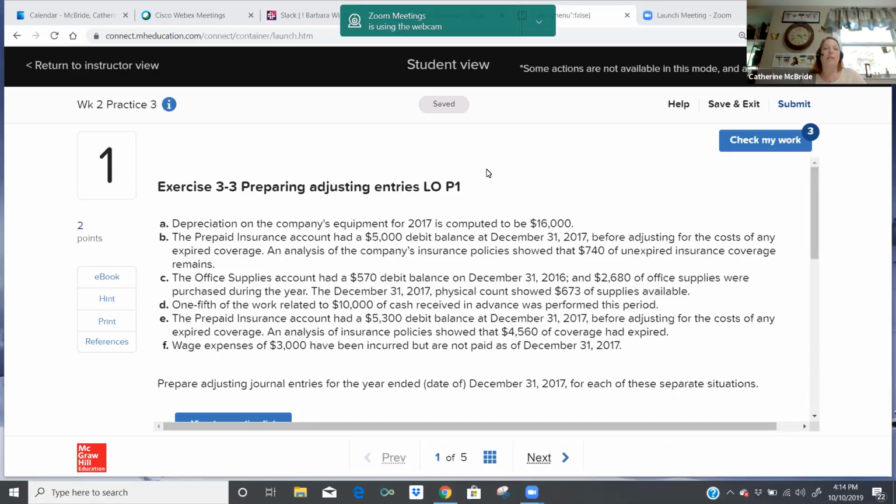Hello, class. This is to practice the adjusting entries that you're learning in chapter 3. I've pulled up the first set of practice questions, and I'm just going to work through some of them with you. So on the first question, depreciation on the company's equipment for 2017 is computed to be $16,000. All right, so let's look at how we would do that journal entry.